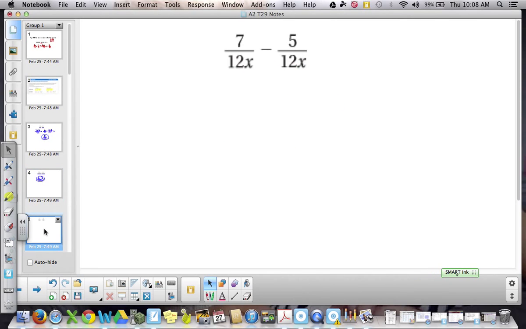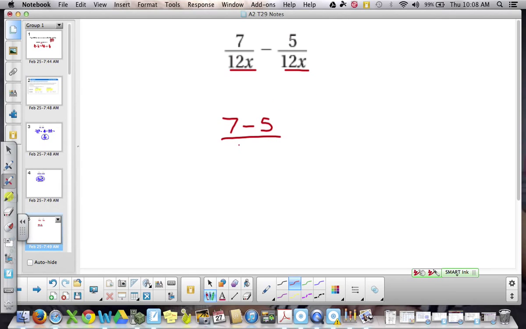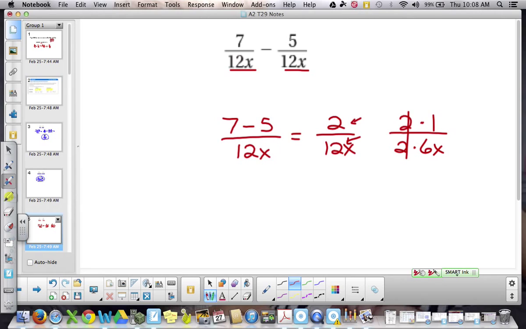All right, moving into the next example, 7 over 12x minus 5 over 12x. Again, you have the common denominator here, so you just take the numerators and subtract them, 7 minus 5 over 12x, which is 2 over 12x. Then we look at, can I simplify that at all? Well, 2 and 12 both have factors of 2, so we can write this as 2 times 1 over 2 times 6x. Again, the 2's cancel out, and we're just left with 1 over 6x as that difference.